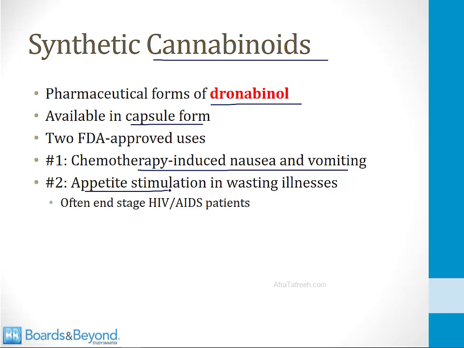Remember, I told you that people that smoke pot often get very hungry, so you can administer synthetic cannabinoids to stimulate the appetite in people who have wasting illnesses. This is classically used for patients with end-stage HIV and AIDS. They can lose their appetite and become emaciated, and you can use synthetic cannabinoids to stimulate the appetite and to help them gain weight. And that concludes our video on other drugs of abuse.